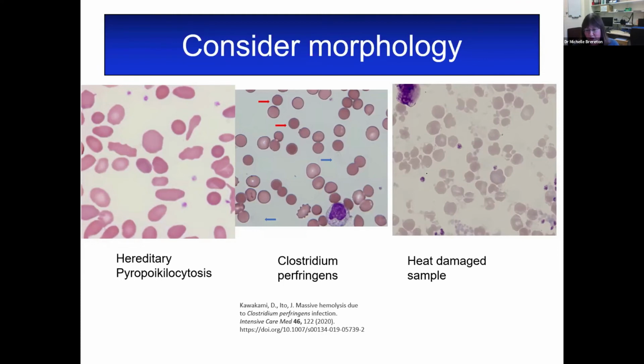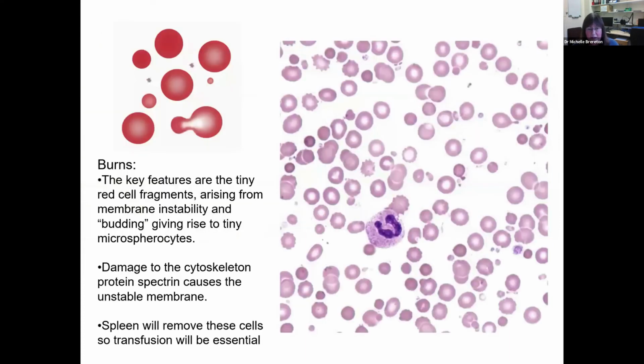But looking at that morphology, and although we don't know anything yet about our patient, it is none of those three. It is, in fact, a case of severe burns. So the patient had had an accident at home with a chip pan, rare these days for those people who have modern appliances, which had set a fire, and he got 70% burns. The key features are the tiny red cell fragments, as we've discussed, giving budding to the microspherocytes. And the damage to the cytoskeleton protein spectrin gives us the unstable membrane.